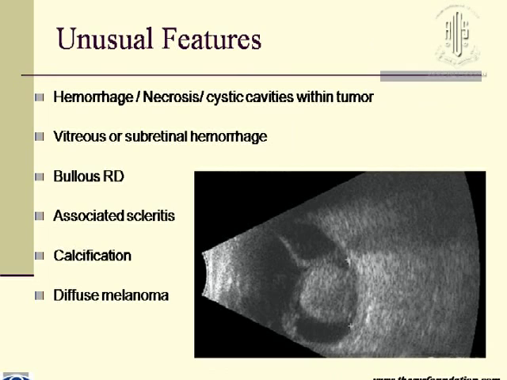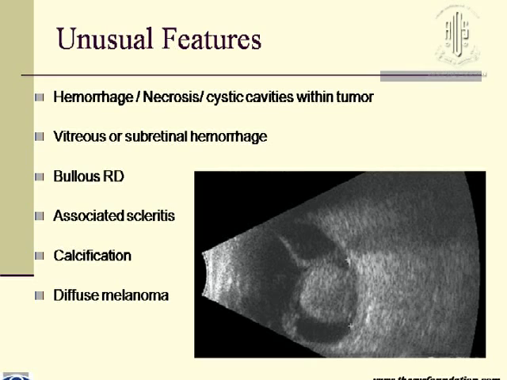Sometimes we do see unusual features when evaluating melanomas. Large tumors can sometimes show areas of variable reflectivity or cystic changes which indicate hemorrhage or necrosis. Dr. Nitin was already saying that in any case of unexplained vitreous hemorrhage, we should carefully do an ultrasound because there could be a hidden tumor beneath it.